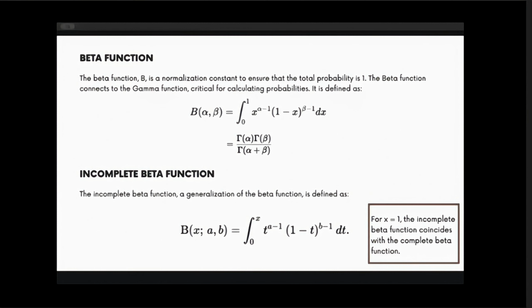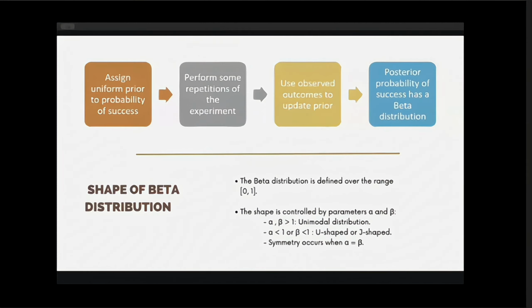Now, let's talk about the shape of the beta distribution. The real power of the beta distribution lies in its flexibility. Its shape is determined by the values of alpha and beta. Let's explore how it works. When alpha equals beta equals 1, the distribution is uniform, meaning all values of x between 0 and 1 are equally likely, like a roll of a die.